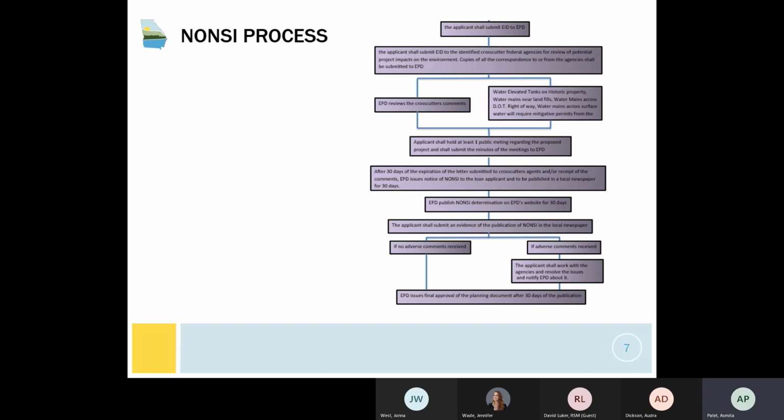Just like on the wastewater side, applicants shall hold at least one public meeting regarding the proposed project 30 days prior, and the meeting needs to be published in the newspaper 30 days prior to the meeting. EPD will require meeting minutes and attendees.